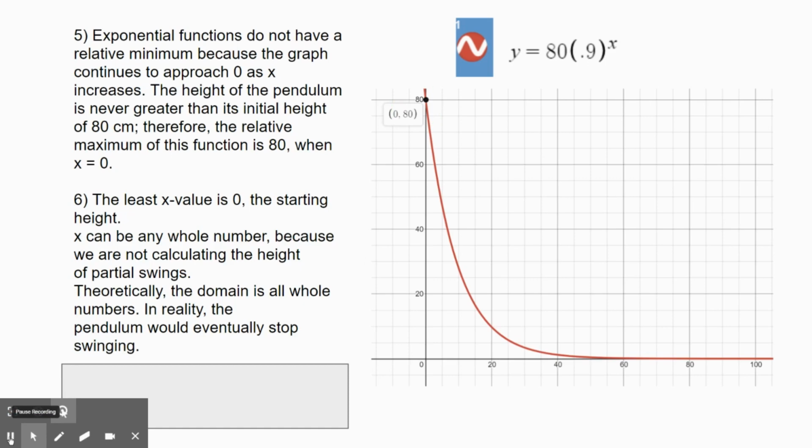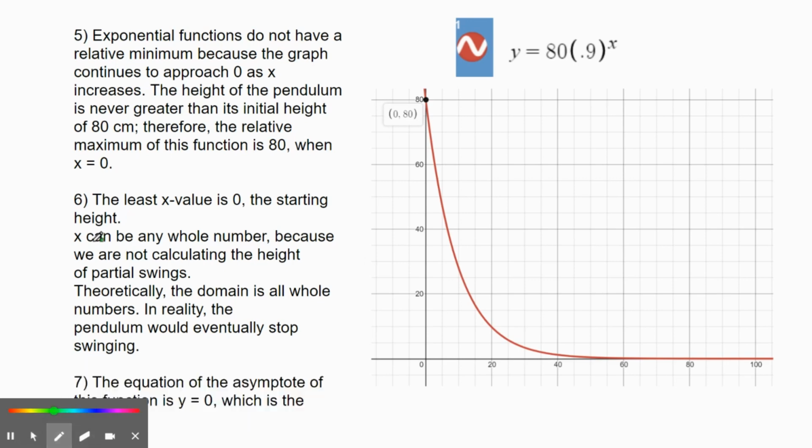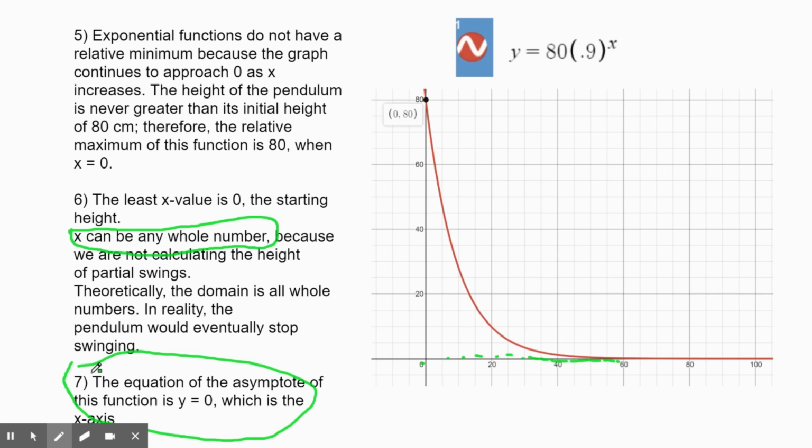The domain for this one's a bit tricky. The domain will start at 0 swings. However, theoretically, there's an infinite number of swings, but in reality, it would stop swinging eventually. We just don't know where. So the domain of this function would be any whole number. And finally, since it's decreasing almost to 0, but it will never quite get there, we call this an asymptote. So therefore, y equals 0 is the equation of this asymptote.